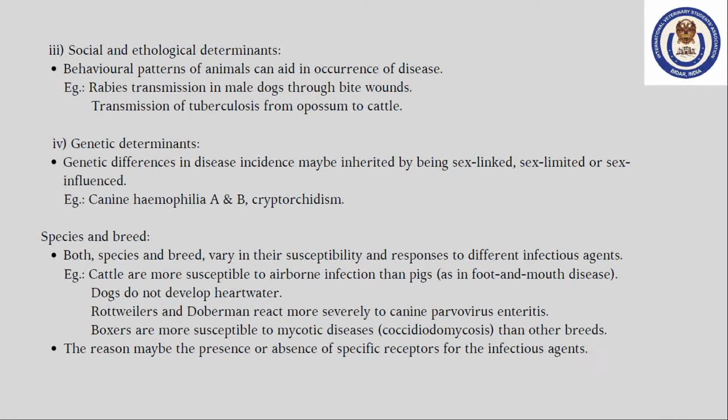If there is no receptor present in the host, then the infectious agent cannot express itself, and there won't be any disease. Like with poliovirus, monkeys do not have the proper receptors for the poliovirus, therefore they do not contract poliovirus.